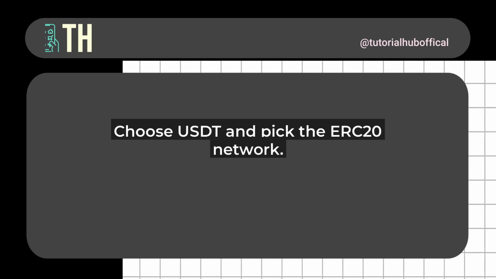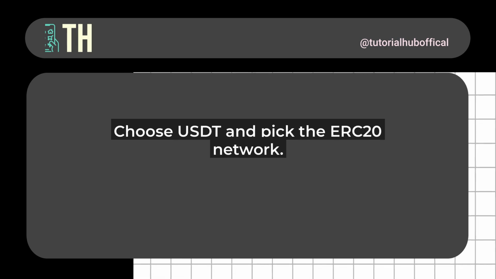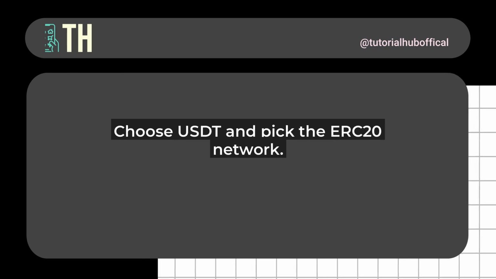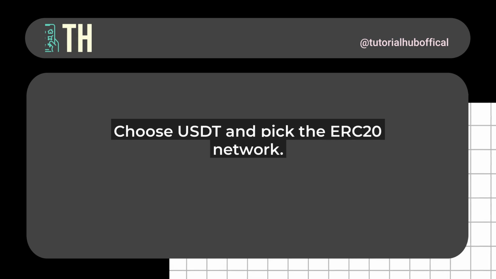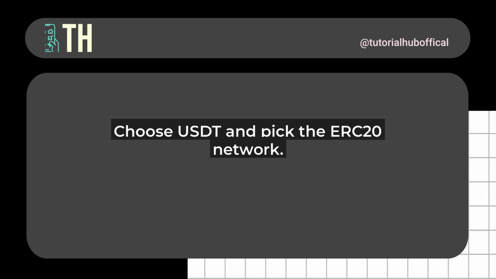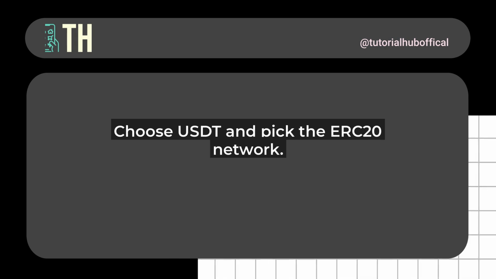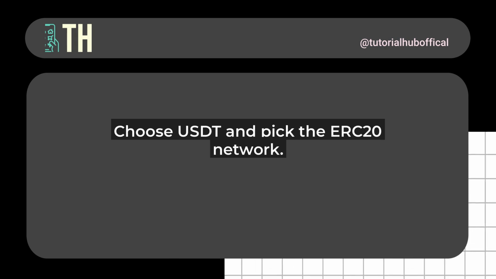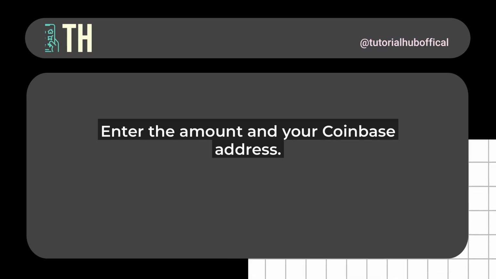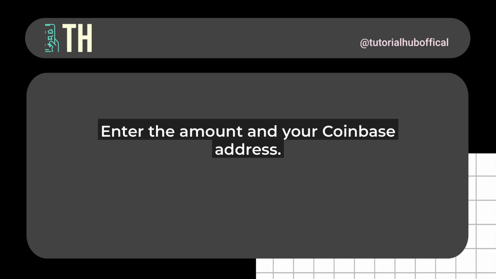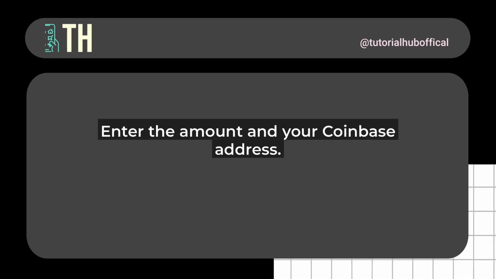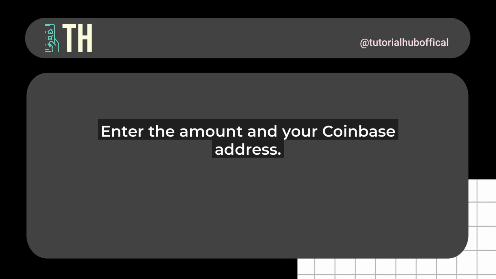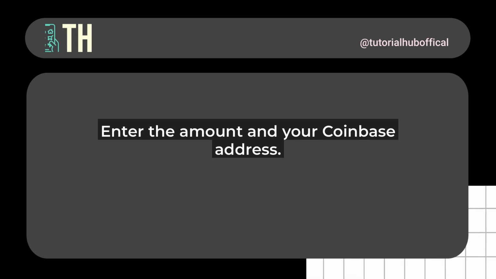Next, search for USDT in the withdrawal options. You'll see a list of networks like ERC20, BEP2, or TRC20. For transferring to Coinbase, I recommend using the ERC20 network since it's widely compatible, but check Coinbase's supported networks to avoid any issues. Once you've selected the right one, enter the amount of USDT you want to withdraw. Don't forget to look at the fees. They can vary based on the network, so choose wisely to save some cash.